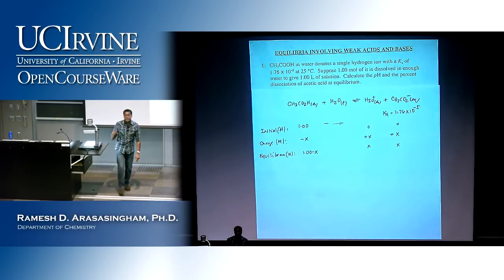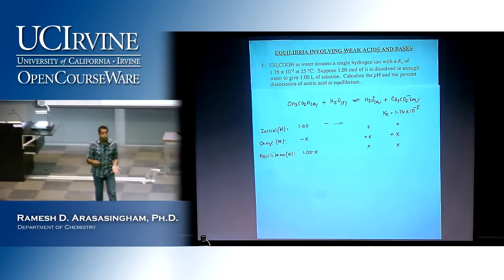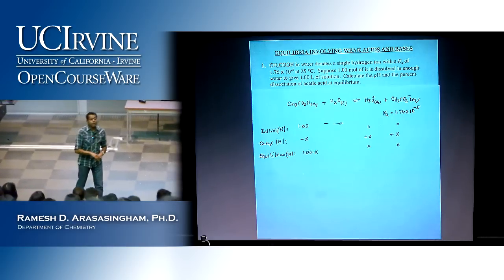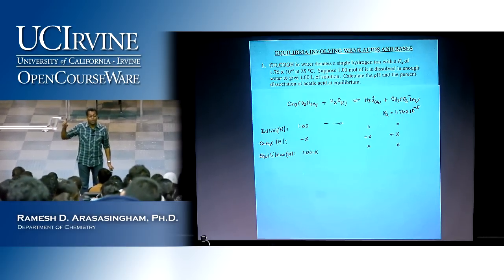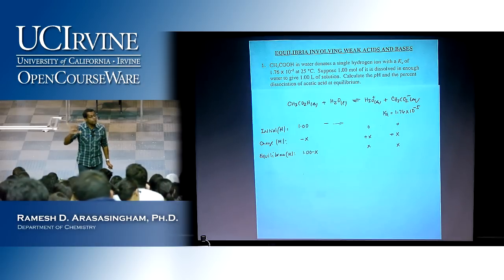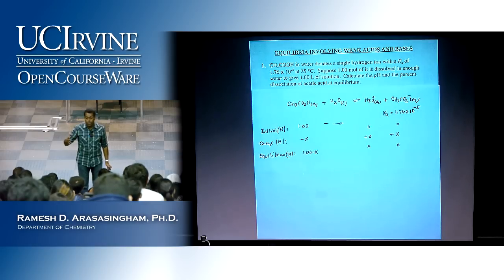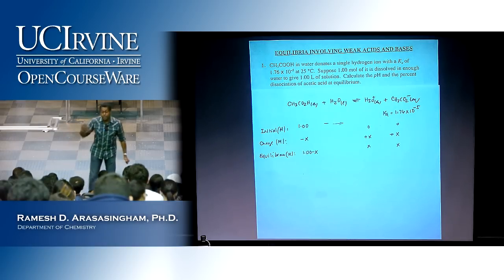Now this number represents what? This number 1 minus x represents the amount of acetic acid that's left over. Do you see that? It's not the amount of acetic acid that reacted. The amount of acetic acid that reacted is what? X. All right? So what we have, after equilibrium is established, is the amount of acetic acid that's left over, or the unreacted part of it.